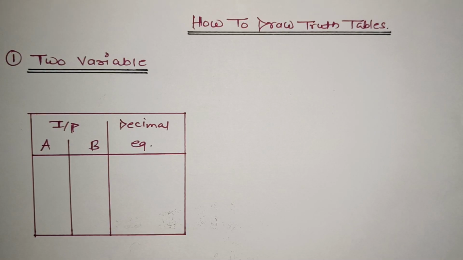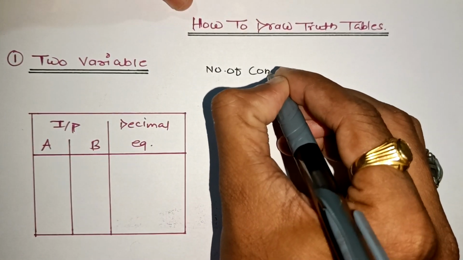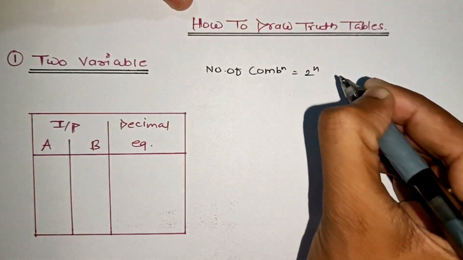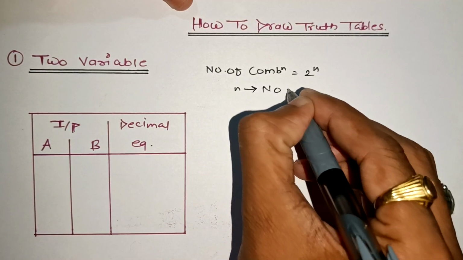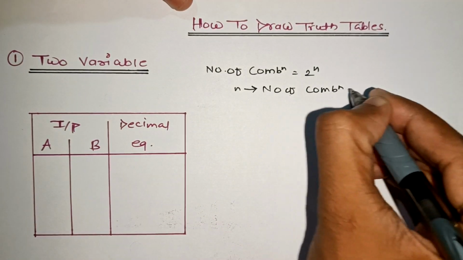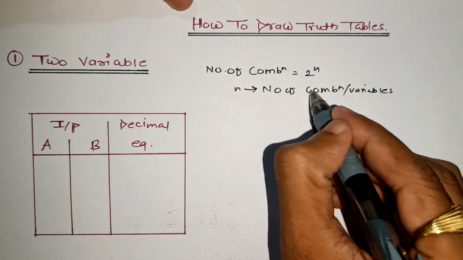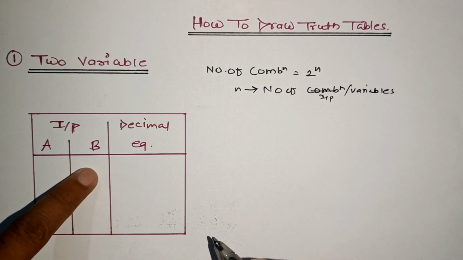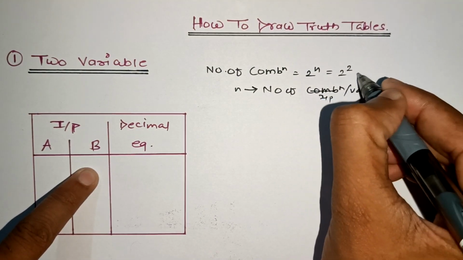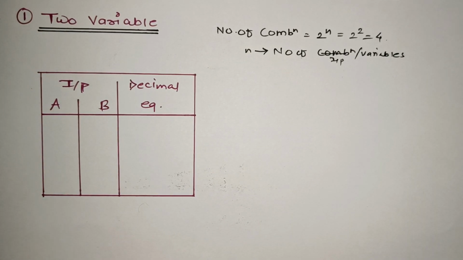Now in order to draw truth tables of any number of variables we should follow two steps. Step number 1 is we have to identify the number of combinations, and it will be with the help of the formula 2 raised to n. Now this n is basically the number of inputs or variables that we are using. In this case, we are using two variables a and b, so it will be 2 square as 4. So to draw a two variable truth table, we need four combinations.